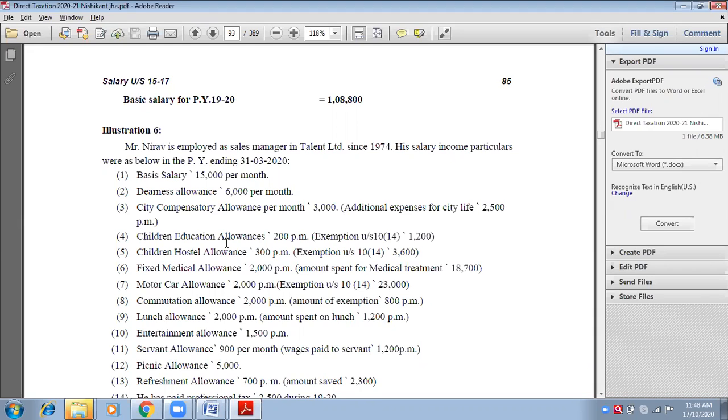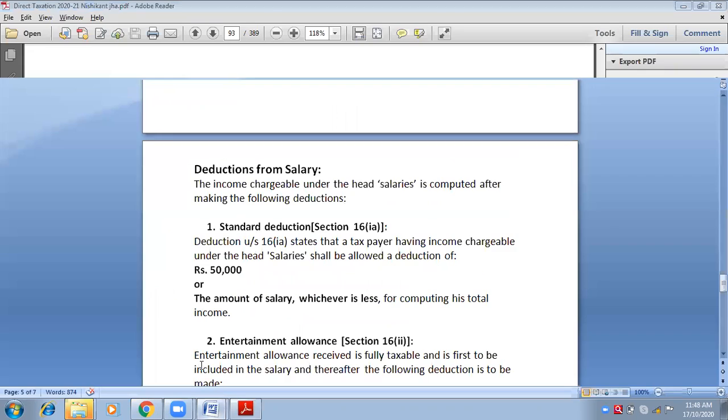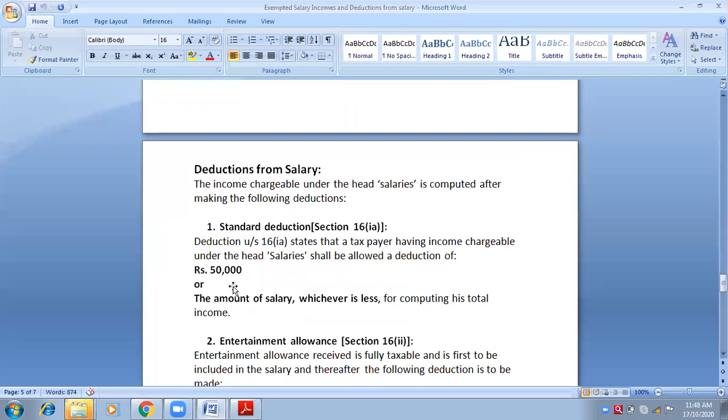Okay, children education allowances 200 per month. Now suppose this bracket is not given. Don't read this bracket, okay? I will make you remember whatever we have done in the past. Children education allowances. You remember section 10 subsection 14, special allowances. See, look here, in this document, I will show it to you. Children education allowances are exempted up to 100 per month per child and maximum up to 2 children. Yes, this is what I told you. This is what we learned.